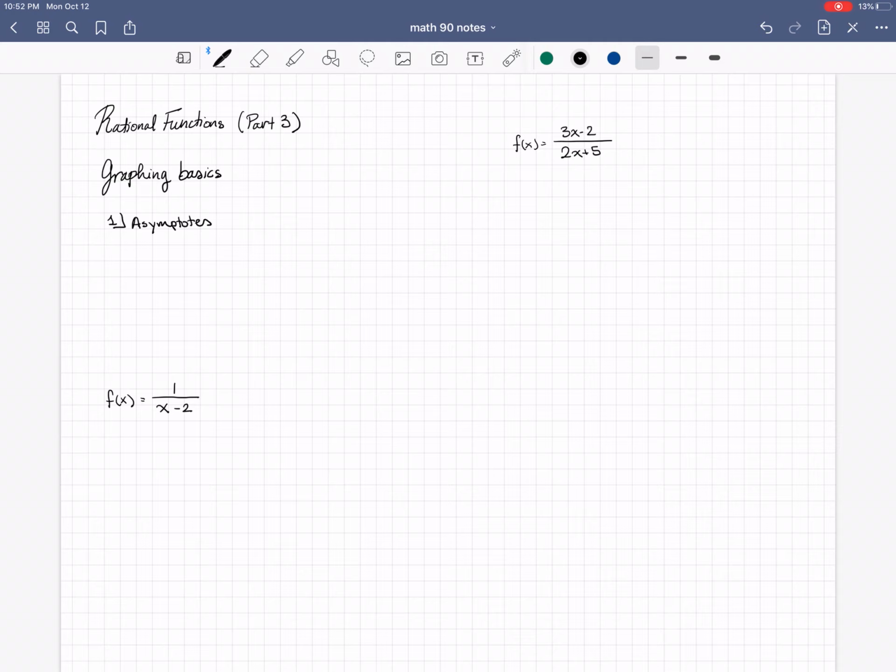So for now, we've talked about vertical asymptotes, which occur when the denominator is 0, and horizontal asymptotes, which constitute the eventual behavior of a function. And if your eventual behavior is that the function approaches some constant, you've got yourself a horizontal asymptote.